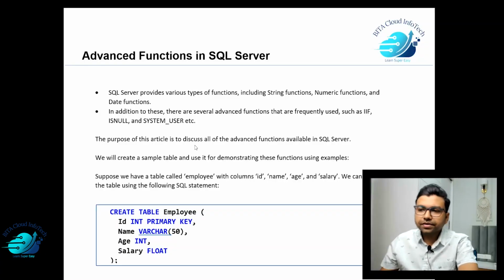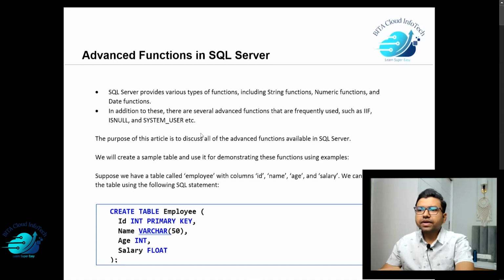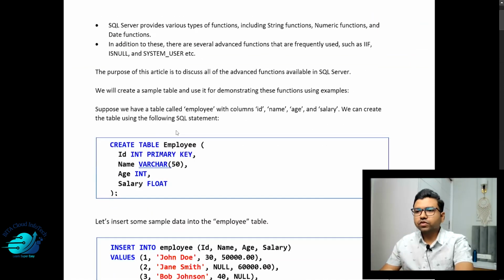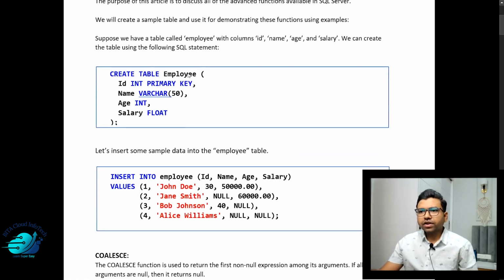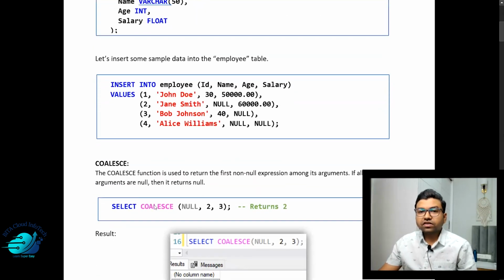Now here, this is an example of an employee table, and we are going to use many different advanced functions. So let's get started. Let's say we are referring right now to an employee table, and there are 4 rows. You can refer to the blog in the given link, and you can create this table and dump this data directly. So the first advanced function which you can see is COALESCE.